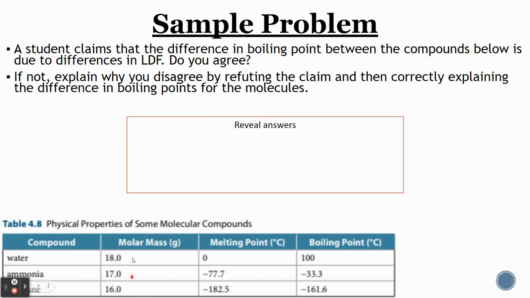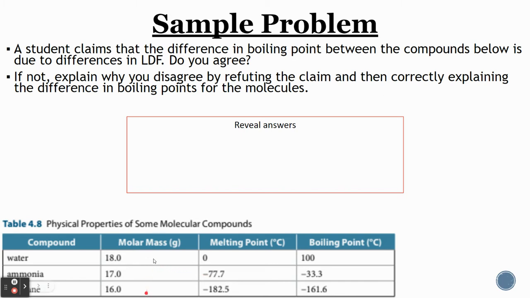These are their masses here. Notice they're very similar to each other in masses. Not much of a difference. So electron number is probably going to be very similar. Now, here are the melting points. Water melts at 0, ammonia at negative 77, methane at negative 182. Here are the boiling points. 100 for water, negative 33.3 for ammonia, negative 161 for methane.